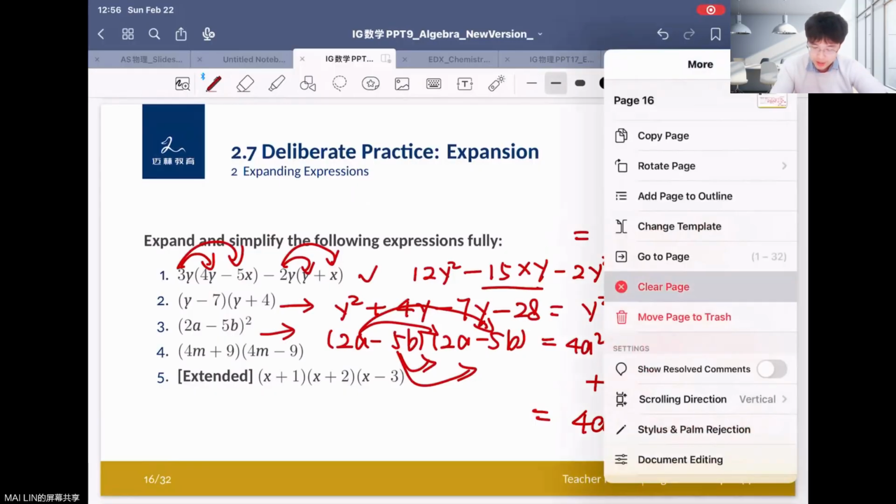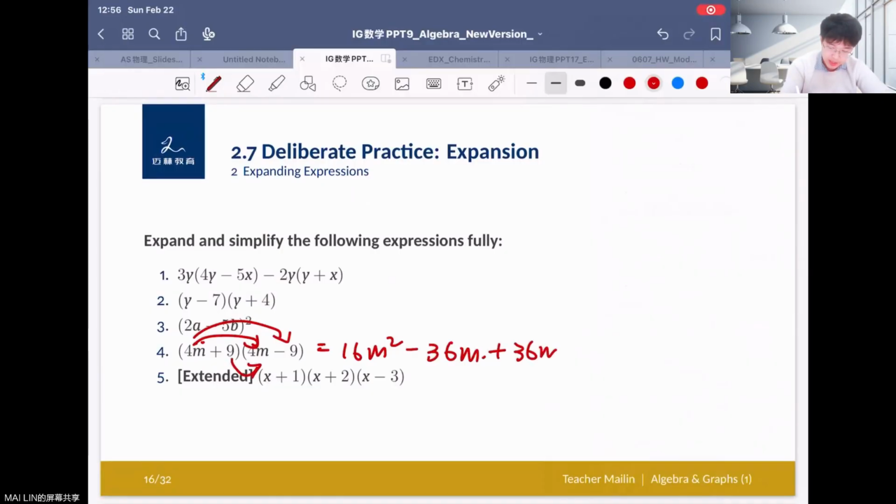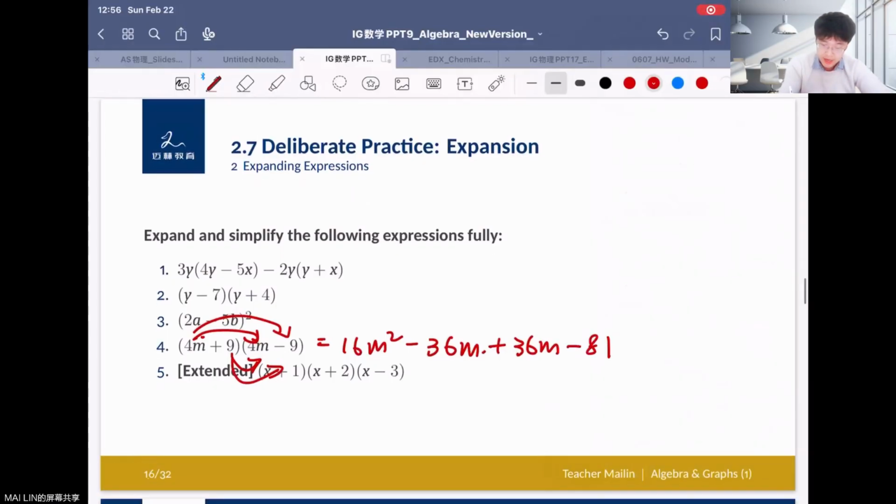And for the next question, you can also use the conclusion above, but you can also just expand one by one. So maybe I'll just show you the one by one expansion, like 4m times 4m is 16m squared. And 4m times negative 9 is negative 36m, and plus 9 times 4m is plus 36m, and positive 9 times negative 9 equals negative 81. So negative 36m plus 36m, you can cancel them together, and the answer here is 16m squared minus 81.